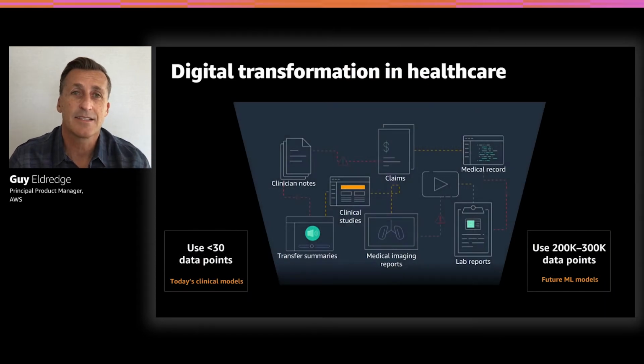Now let's take a step back and look at all of the healthcare data being created today. Over the past decade, we've observed a massive digital transformation in healthcare and life sciences, with the digitization of the healthcare record. However, today, the most widely used clinical models, for example, predicting your risk of heart disease, are built from highly available but simple features that have less than 30 data points. However, your medical record has at least 200 to 300,000 data points available for each patient, including your medical notes.